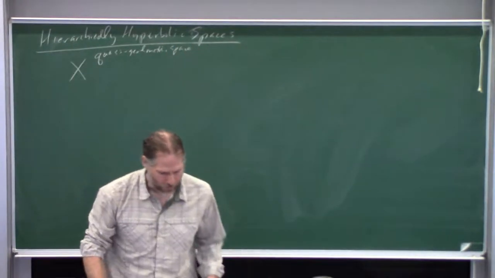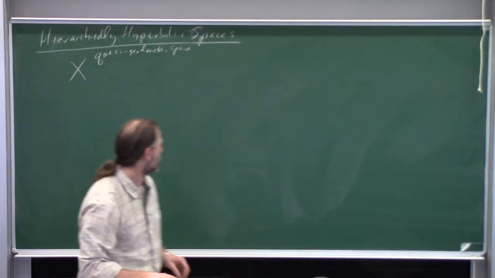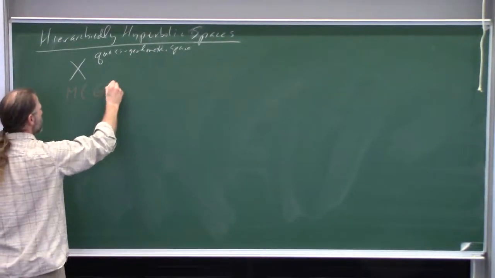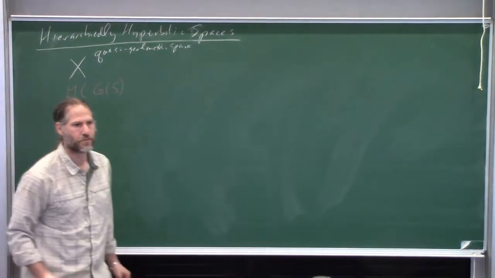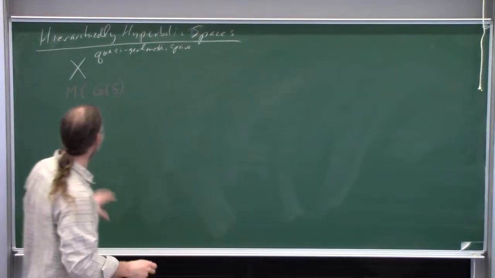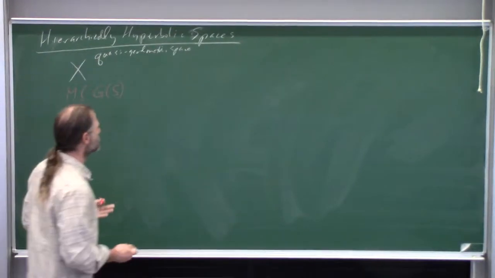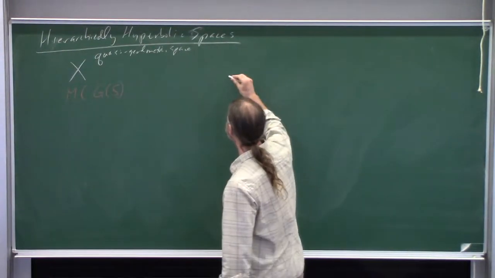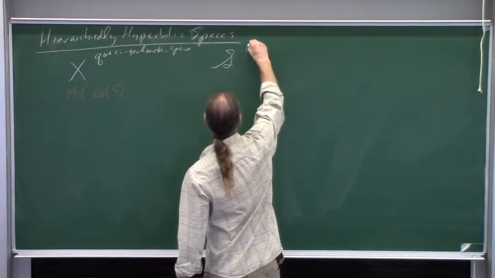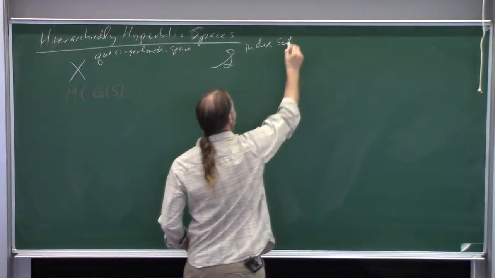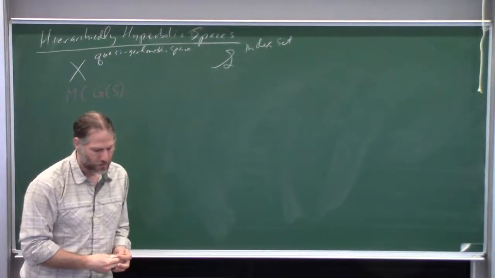And maybe in parallel, I'll use this red chalk. And I'll explain. So the example to think about for us, obviously, is the mapping class group of a surface of finite type. Okay, so every hierarchically hyperbolic space will have some quasi-geodesic metric space associated with it. We'll also associate an index set. So an index set, I'll say in a minute exactly what this is going to index.